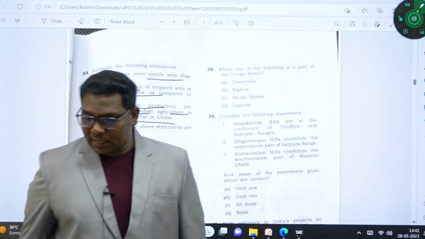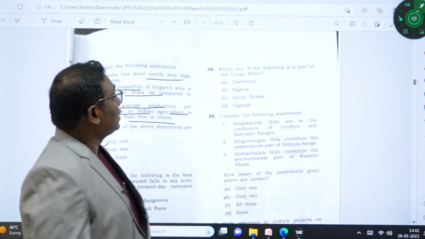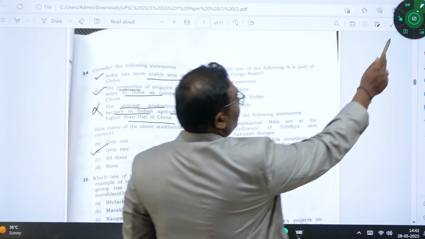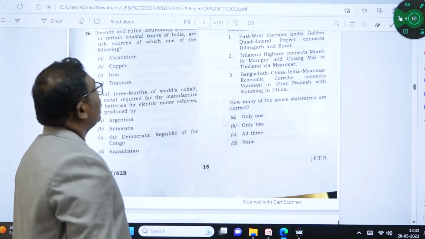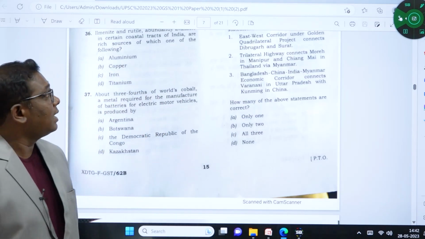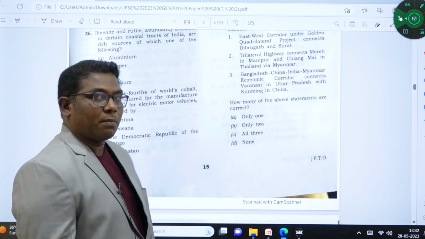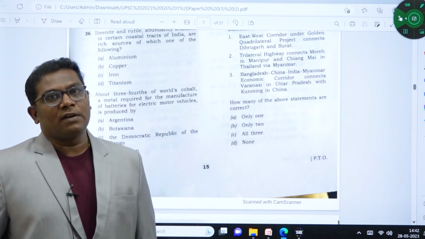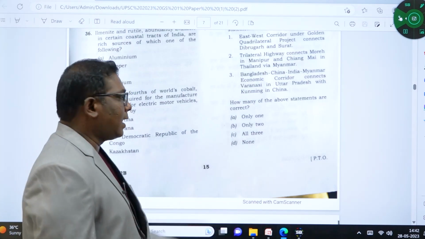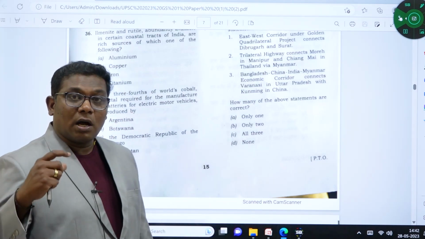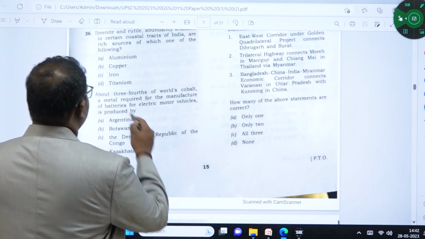And coming to the next important question, the 36th one. The 36th question is purely of geography in nature. Ilmenite and rutile are generally found in the coastal tracts of India, both in Kerala coast as well as in Visakhapatnam and Tamil Nadu coast. Ilmenite is the ore of which mineral? That is titanium.